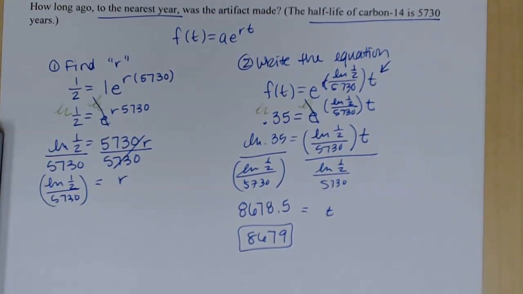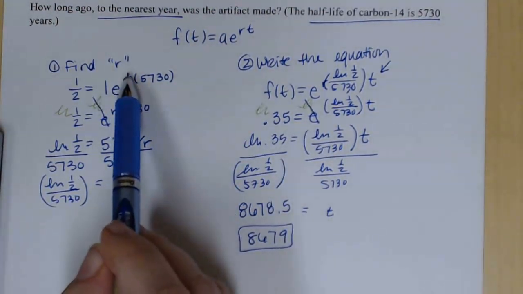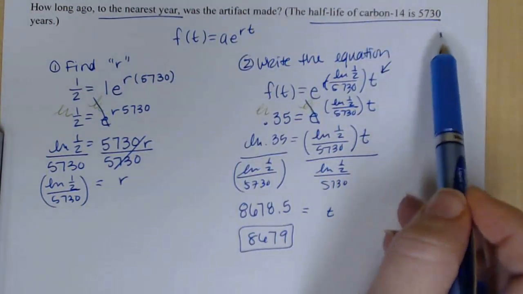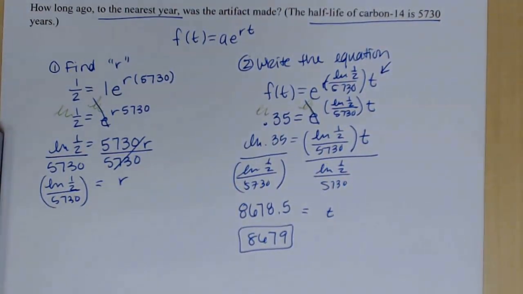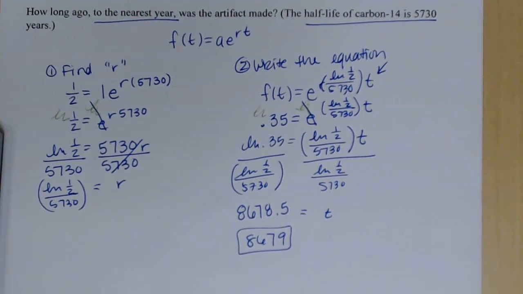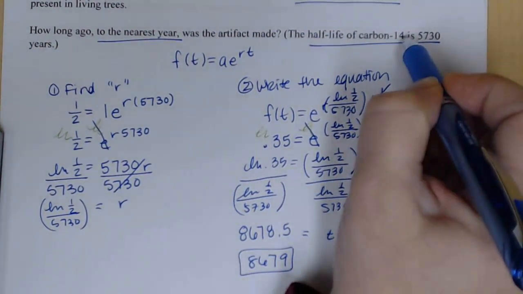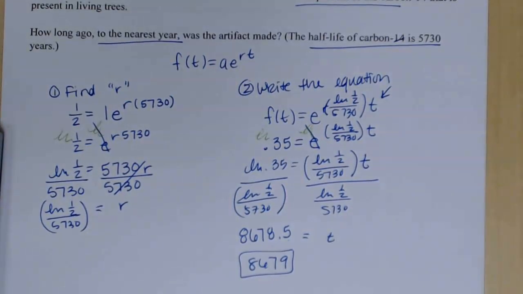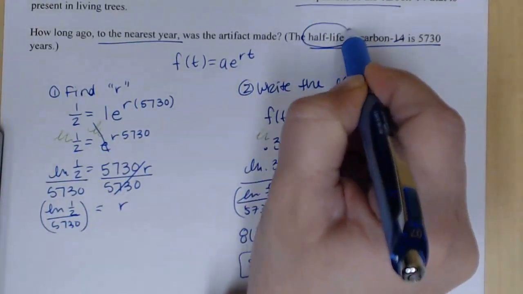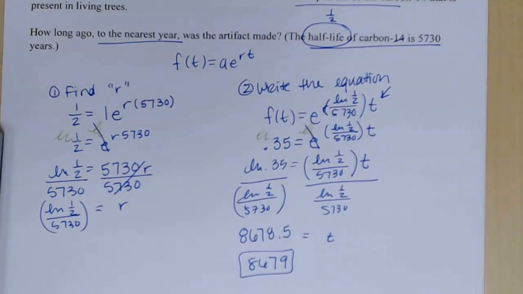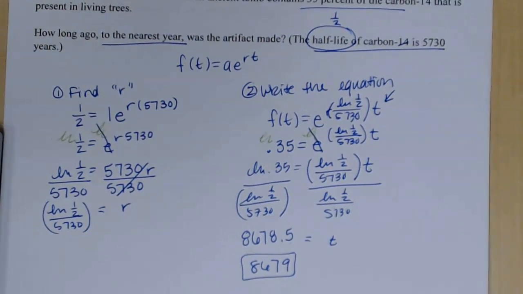But again, use your given information to find your r. If you're not using something in the problem, you're probably mistaken in your steps. Don't just pull random numbers. You can see we never used the number 14 in there. That was just described in the carbon. But don't forget the words that are present, such as half-life, because we did have to use that. Let's do another one. Just try and do different kinds of problems you're going to encounter.